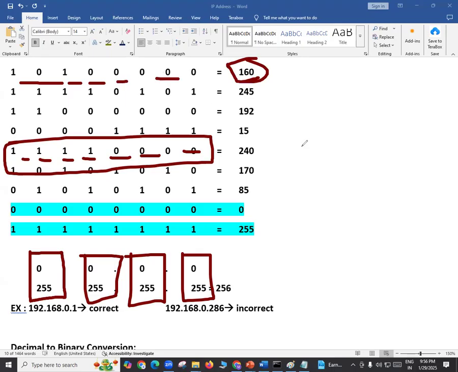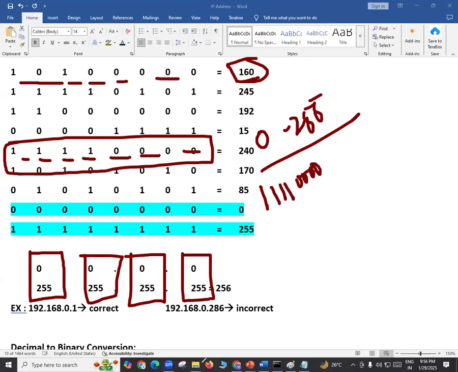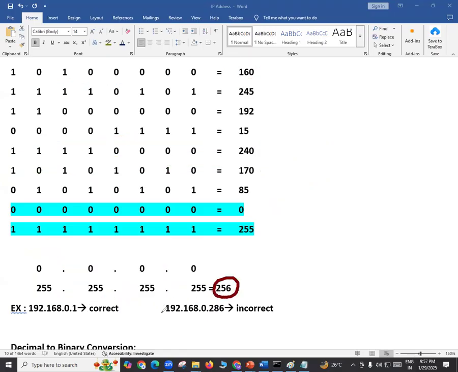But the thing here is, if you take any number from 0 till 255, how many binary bits will be there? 1, 2, 3, 4, 5, 6, 7, 8. 8 binary bits will be there for sure. So this is the range of your IP version 4, 0 till 255. Total numbers are 256 because 0 is counted as a number.